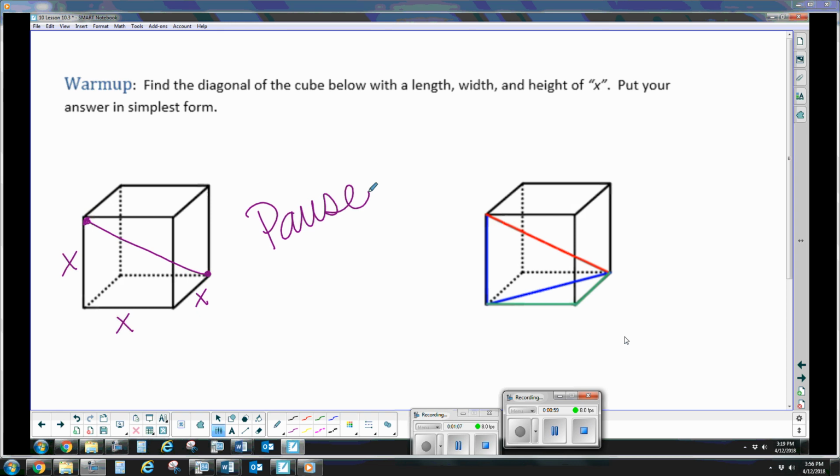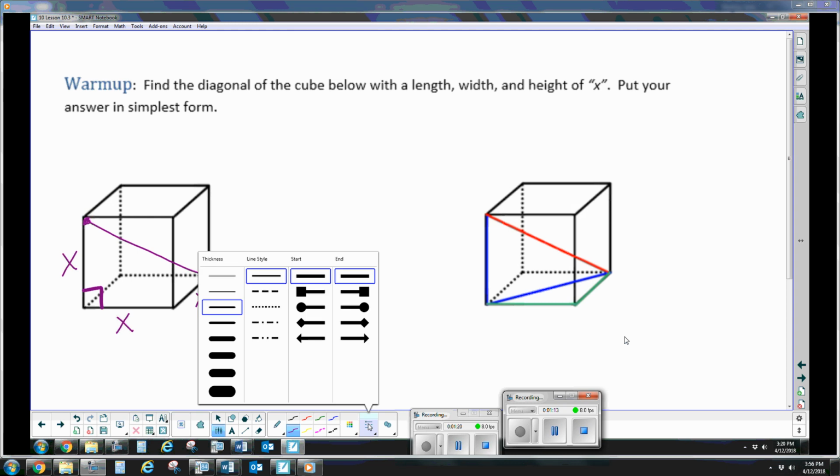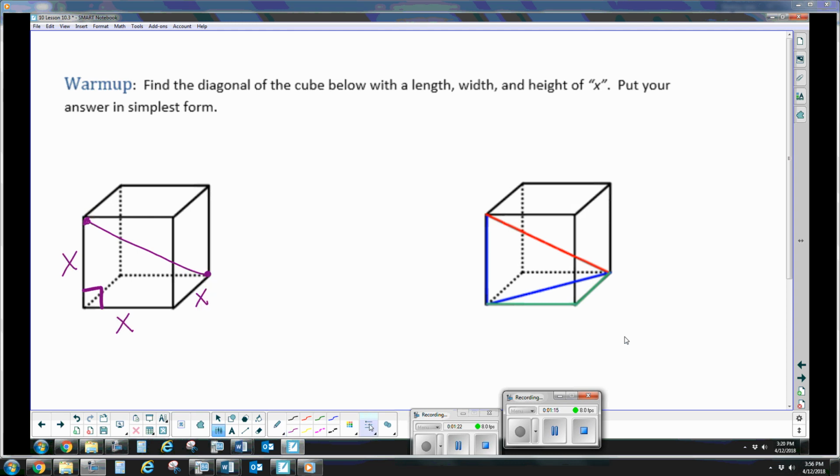So you can pause the video while you work, and then please unpause and I will walk you through the solution. So we're going to look at a couple triangles here. First of all, since this is a box, we know that those angles are right angles.